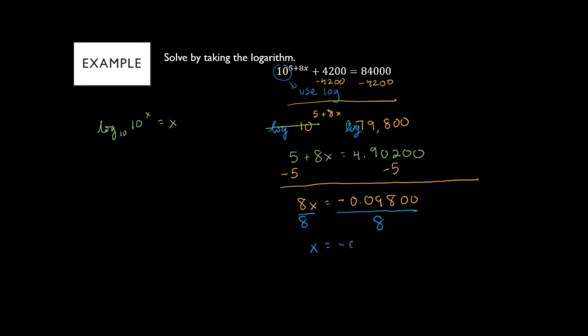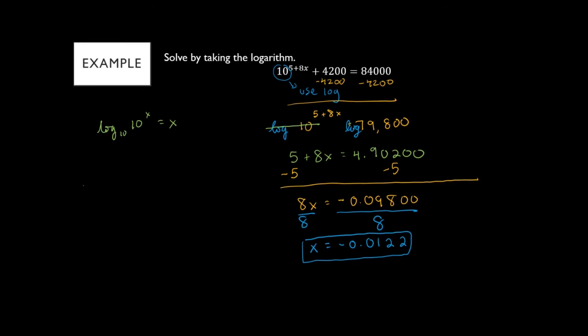And so that gives me negative 0.01, and I'm going to round to 4 decimal places. Negative 0.0122 when I end up dividing that by 8. And that's when you're working with decimals.